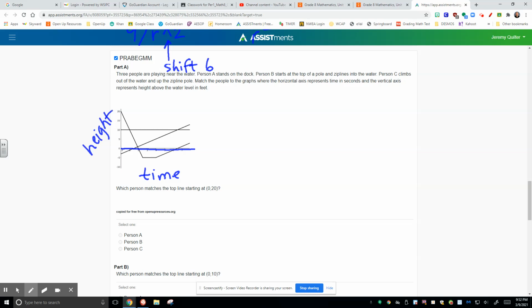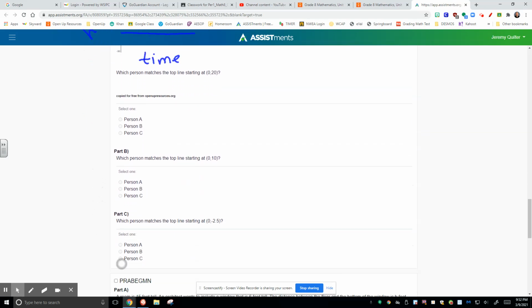Person B is on a zip line. I want you to think about that. Zip lines are always going to go downhill and they will go pretty rapidly. So we should be able to match that one with the appropriate slope. And then finally, person C, they're climbing up out of the water. That means that they were in the water. They have to be below the water line. I don't know how to make this any more obvious, but make sure you select the right selections here on parts A, B, and C.